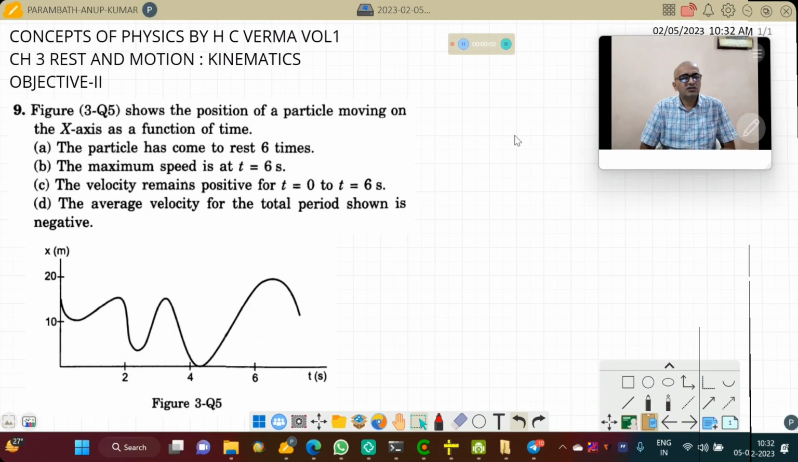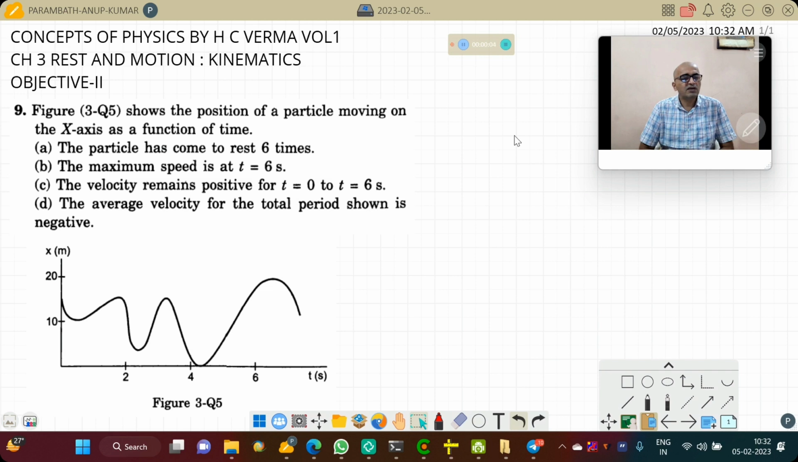Students, we are doing questions from Concepts of Physics by HC Verma Volume 1, Chapter 3, Rest and Motion, Kinematics, and we are doing questions of Objective 2. Here is the ninth question, students. The figure given below shows the position of a particle moving on the x-axis as a function of time. We have to choose among A, B, C, D which are the correct options.